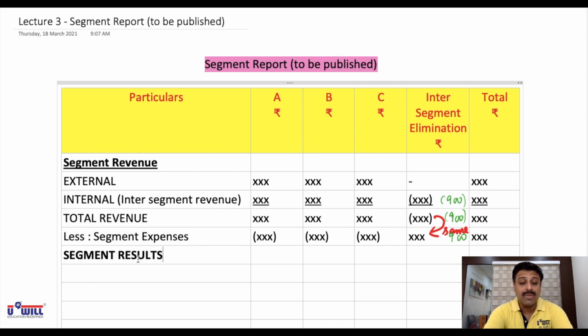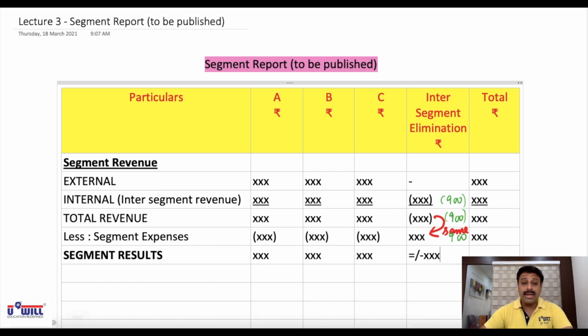Means profit or loss. It can be plus or minus. We don't know. If it is plus, we'll write it as it is. If it is minus, you'll write it in bracket.